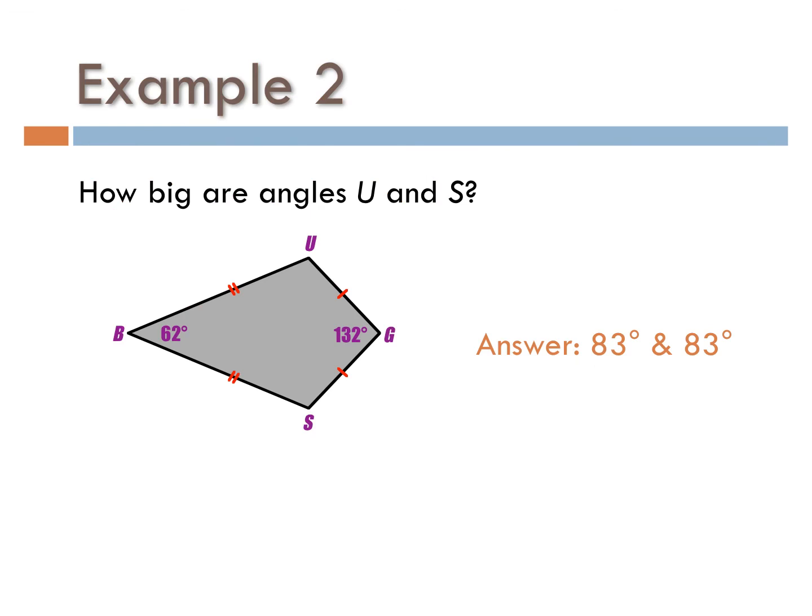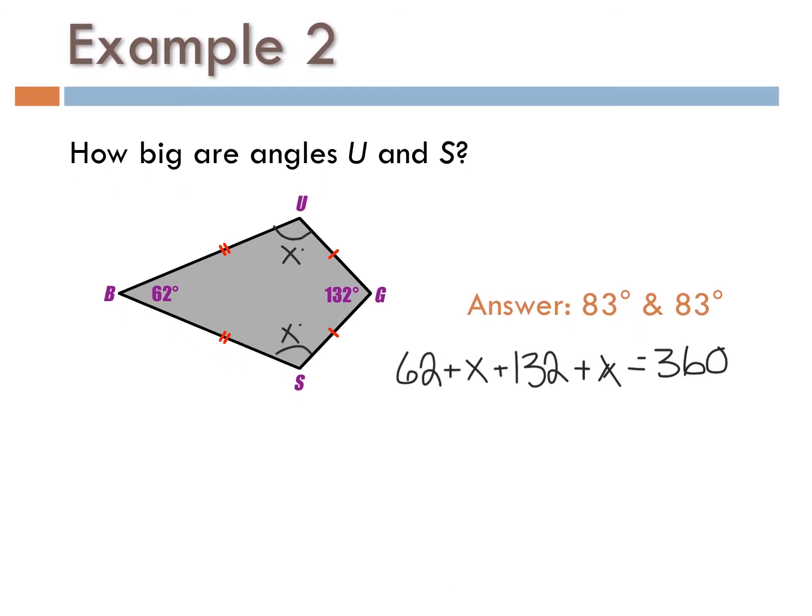All right, last example here. How big are angles U and S? Well, one thing that you have to remember here is that in a kite, these two angles are congruent to each other. So I would add the 3 of them. I could call them X if I want because they're the same. And so now I would do 62 plus X plus 132 plus X is going to equal 360. A kite is still a quadrilateral, so the interior angles still add up to 360.